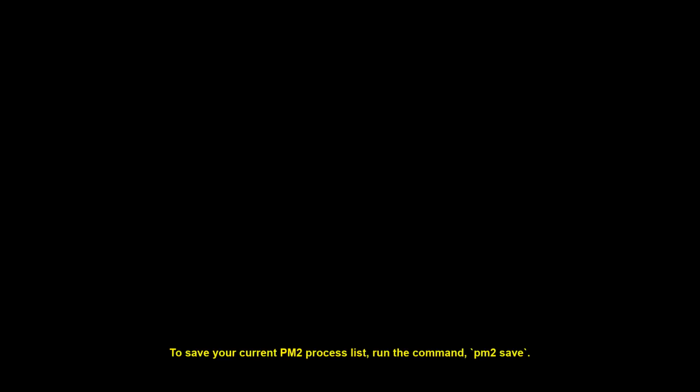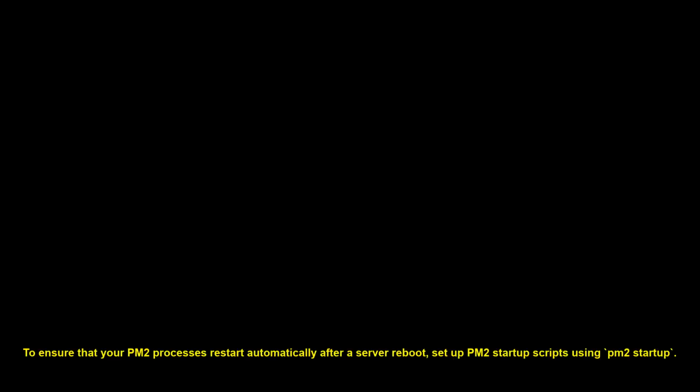To save your current PM2 process list, run the command, pm2 save. To ensure that your PM2 processes restart automatically after a server reboot, set up PM2 startup scripts using pm2 startup. This will show you a command to run, copy and execute that command in the terminal.